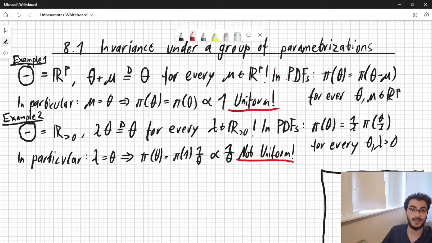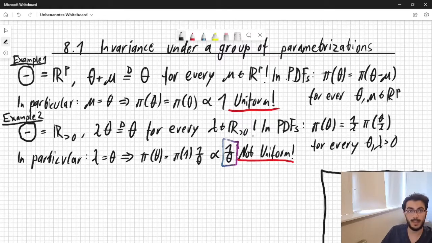So we can already see that this case, the case of invariance under scaling, is not met by the uniform, but by this other distribution, which has the PDF 1 over theta, which is of course improper because you can't integrate this from 0 to infinity. These two are a special case of the case that we want invariance under some kind of transformation.